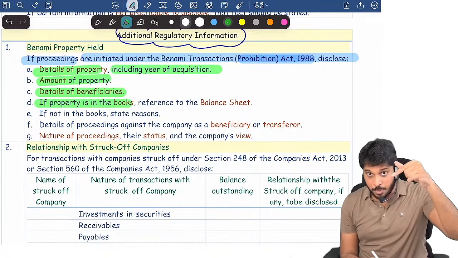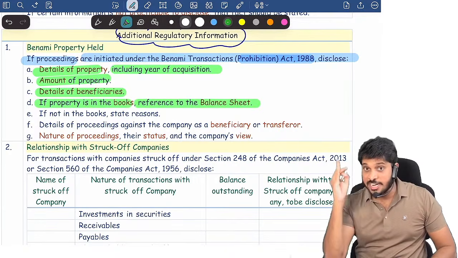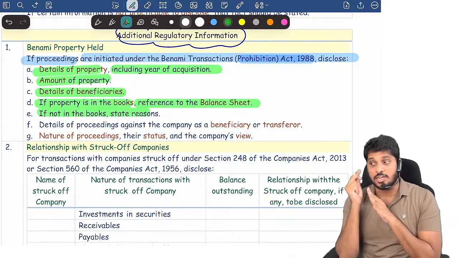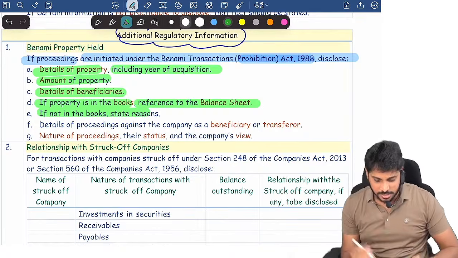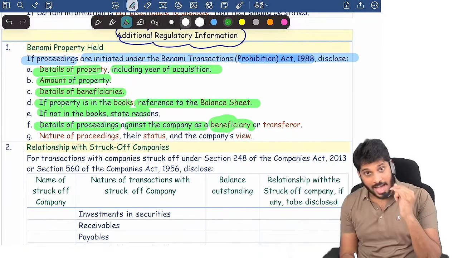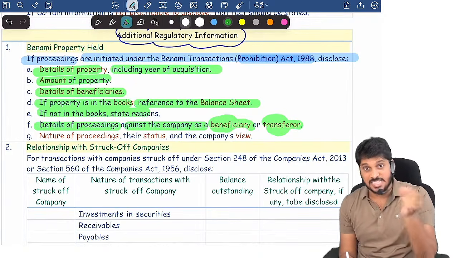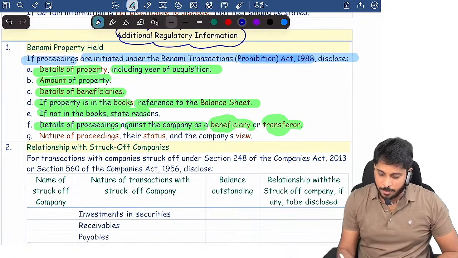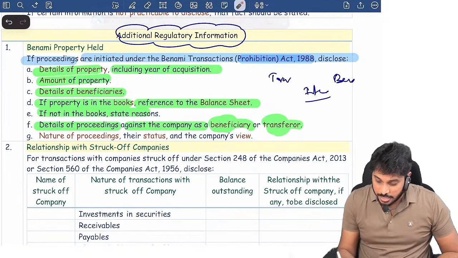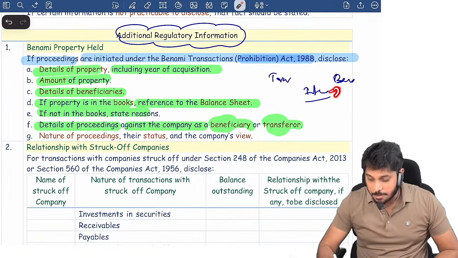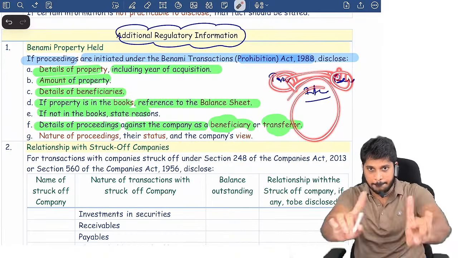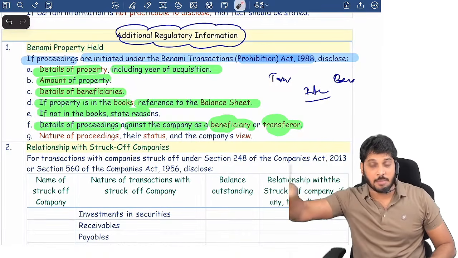If the property is in books of accounts, give reference to the balance sheet, which item it is there. If not, state the reasons. Some assets were held in the name of the company, but they were not reflected in books. Why it was not reflected in books? We should give reasons. And what are the proceedings against the company? Is the proceeding against the company under Benami law as a beneficiary, or is the proceeding against the company as a transferor of a Benami property? So in a Benami property, there will be a transferor, there will be a beneficiary, there will be an intermediary. Yes or no? Now this intermediary is Benami, acting as Benami of the beneficiary. Somebody else is transferring property to a beneficiary, but they are using some Benamis in between. If the company is acting as a Benami, those details we need to give.